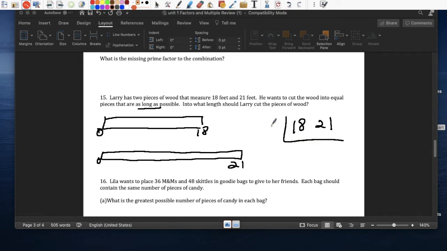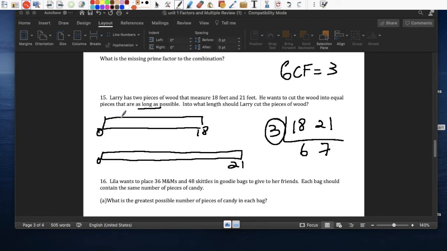And let's see, 3 works. 3 goes into 18 6 times. And then 3 goes into 21 7 times. Oops, 7 times. So the GCF is 3. So which means that in the 18 I can cut it into 6 pieces.